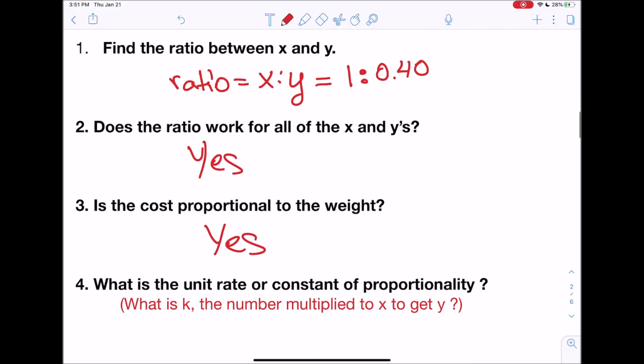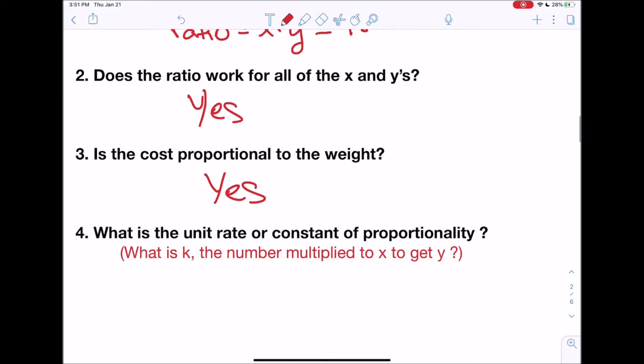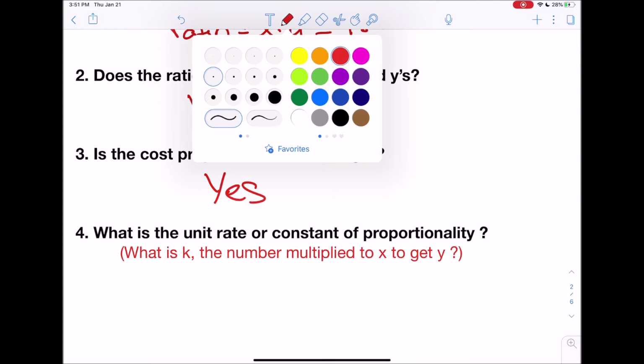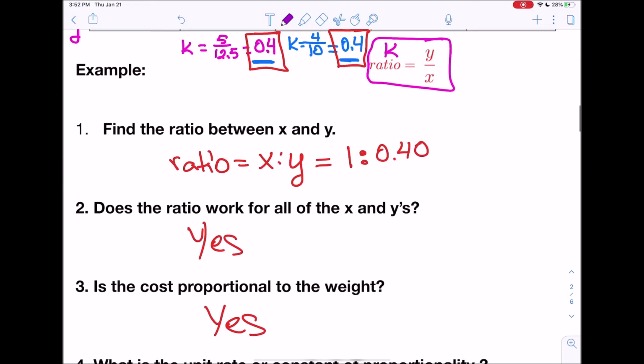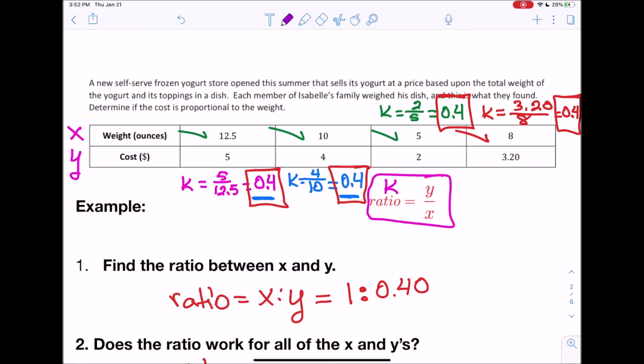What is the unit rate or the constant of proportionality? So that means, what does k equal? I'm going to go ahead and change colors. If you'll remember, we can write this as an equation: y equals whatever x is times some number. In this case, we know that 5 divided by 12.5 equals 0.4. So that means 12.5 times 0.4 equals 5.